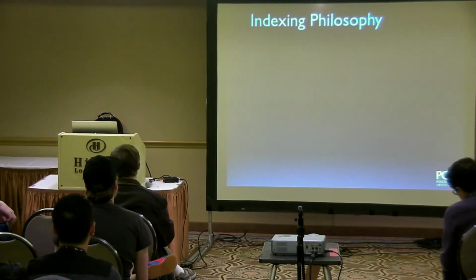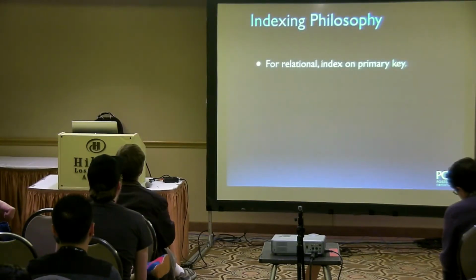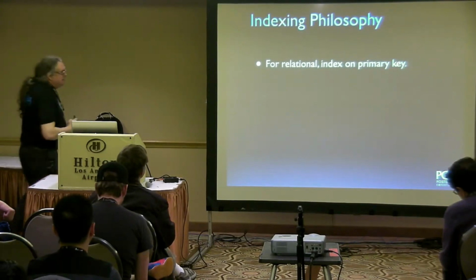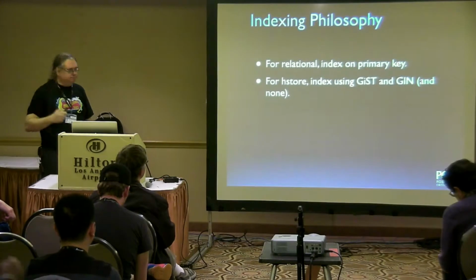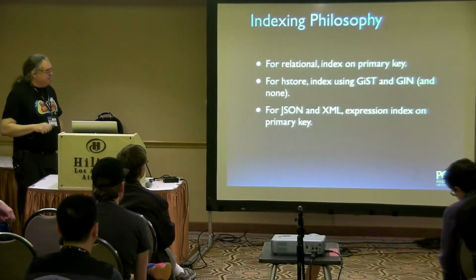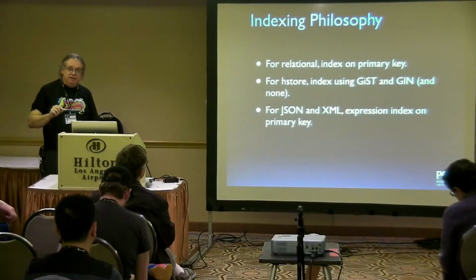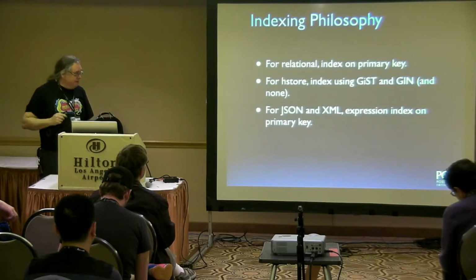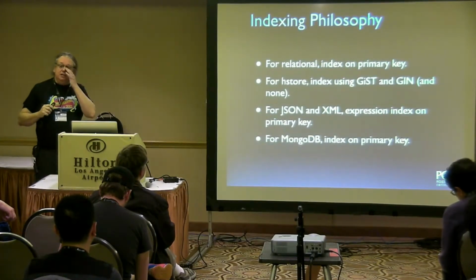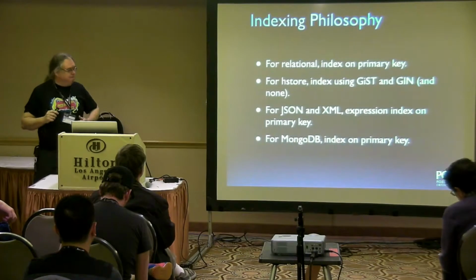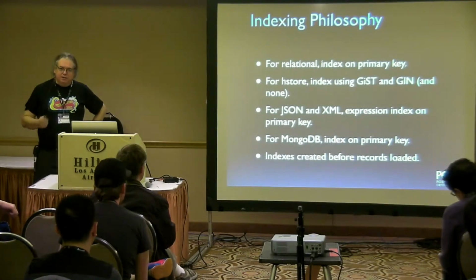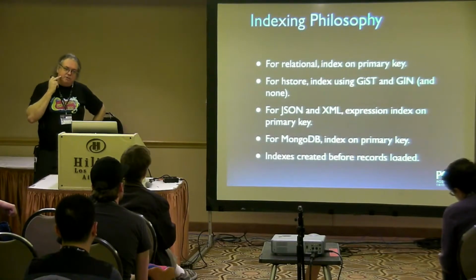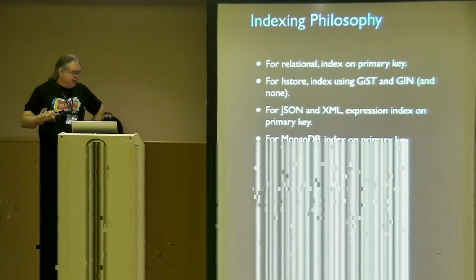So the indexing philosophy: for the relational, I just created an index on the primary key. For hstore, I created a GIN index on the single column. For JSON and XML, I created an expression index on the primary key, pulling it out using an expression. And for MongoDB, I declared an index on the primary key field. I created the indexes before the records got loaded, so the load times you're going to see include index creation.